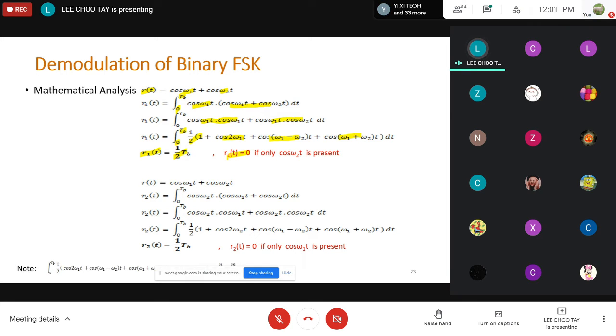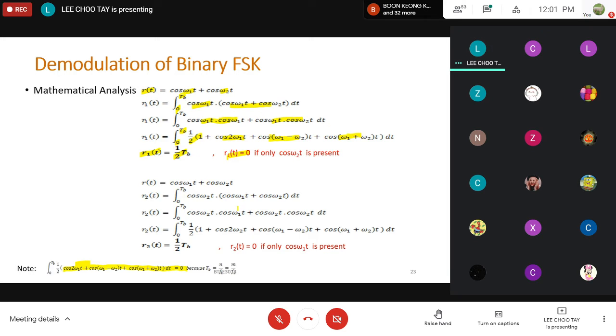That is possible because the integration of this term, if you look at the bottom here, I actually put a note here. The integration of this term will give you 0. Why? Remember the condition, our bit duration is equal to n times the period of our first carrier and also m times the period of our second carrier. So that will give you full cycle, and then the integration of cosine will give you sine, so sine of 2 pi n will give you 0. So you have nothing out here.